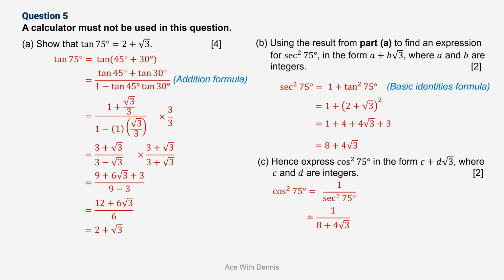Then we rationalize this fraction here by multiplying 8 minus 4 root 3 over 8 minus 4 root 3, which we get 8 minus 4 root 3 over 64 minus 16 times 3. Simplify, we have 8 minus 4 root 3 over 16, then break it into two terms. It will be 8 divided by 16 is half, 4 divided by 16 is 1 over 4. So answer, half minus 1 quarter root 3.